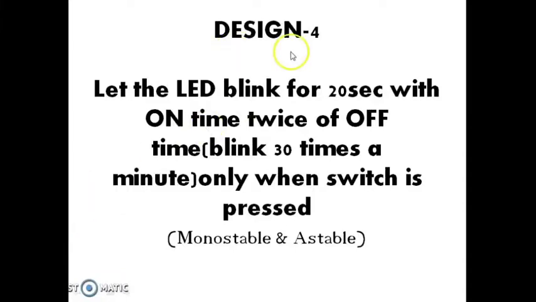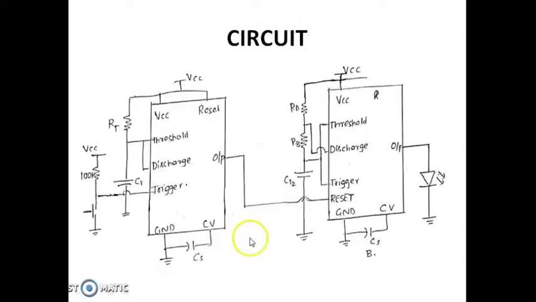Now coming to design 4, let the LED blink for 20 seconds with on time twice of off time, that is blink 30 times a minute, only when the switch is pressed. Here we will be considering both the monostable and the astable circuits. Coming to the circuitry, this is the monostable multivibrator and this is the astable multivibrator. The output of the monostable multivibrator is connected across to the reset pin of the astable multivibrator, and the output of the astable is connected across to an LED.